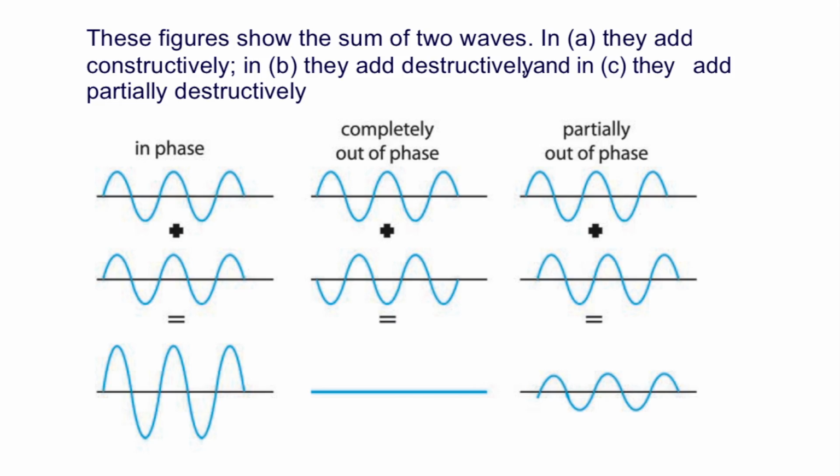These figures show the sum of two waves. In A, they add constructively. In B, they add destructively. And in C, they add partially destructively.